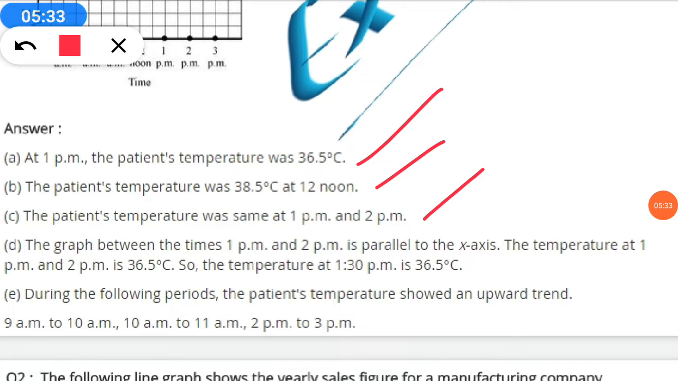Next, D part: the graph between 1 pm and 2 pm is parallel to the axis. Parallel to the axis, why? Because at both times the temperature of the patient remains the same.